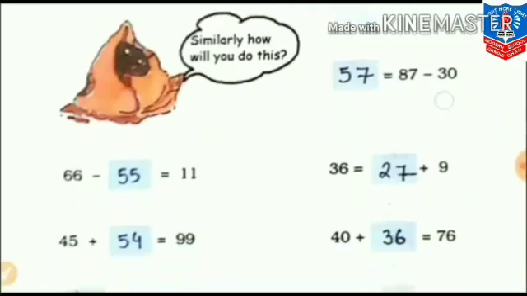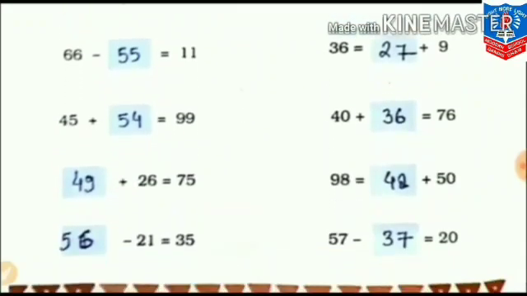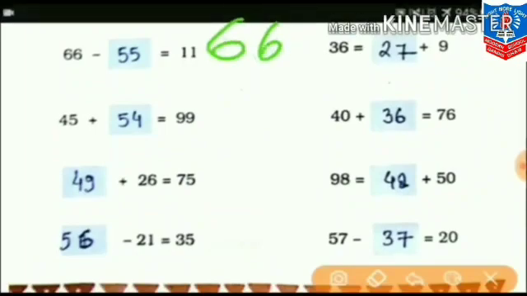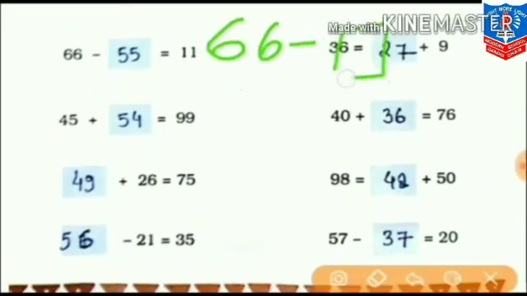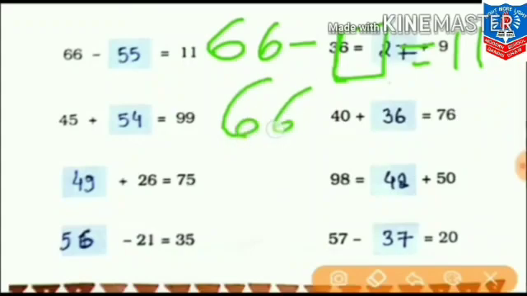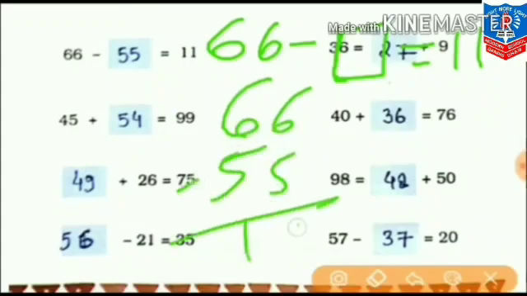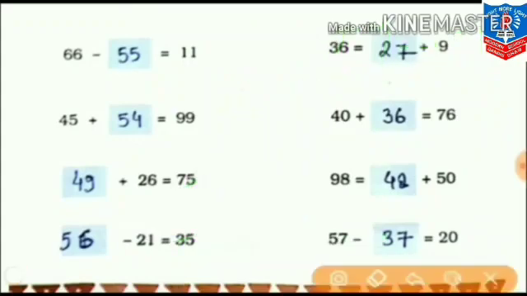Got it? 66 minus 55 is 11. 66 को 55 से माइनस करोगे तो क्या आएगा? 11. 6 minus 5 is 1. 6 minus 1 is 5. So you get the बीचवाला आंसर क्या आएगा? 55. आ गया आंसर सबको? 11. Yes. Next one.